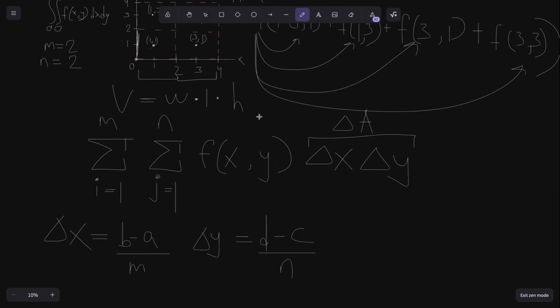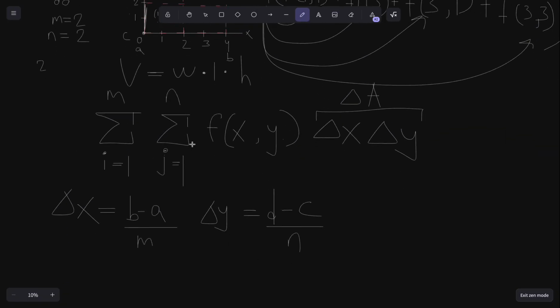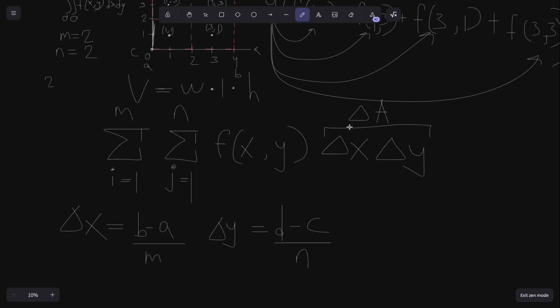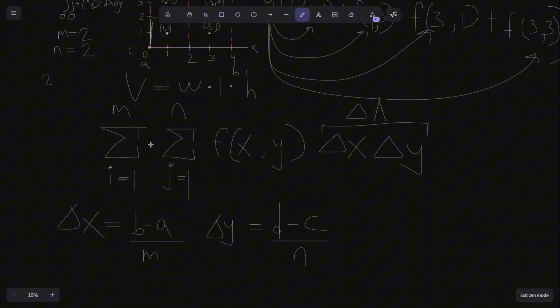So the formula for this approximation is going to look something like this. And when you multiply length by width, you get that area we were talking about. Sometimes when you multiply delta x by delta y, some people write it as delta A to represent that area. And once we have the area, we have to focus on the height part.